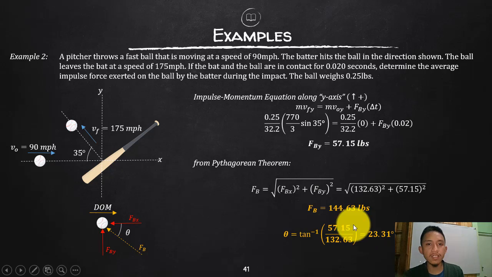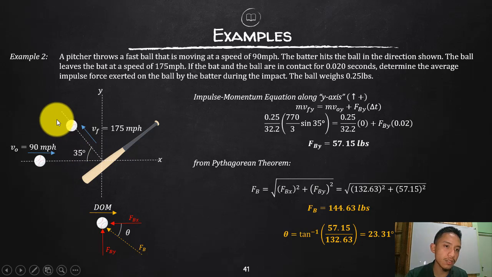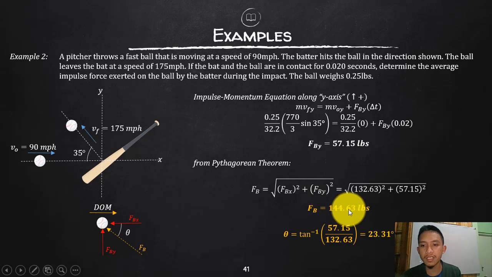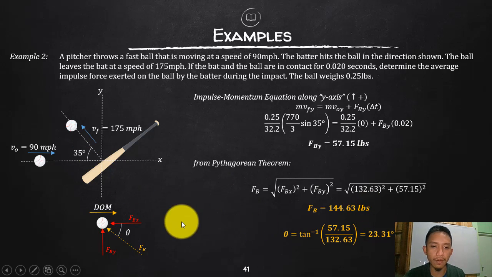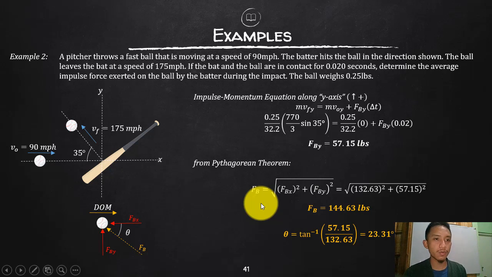So that's it. So what does that mean? In order for us to have that 175 miles per hour, which is directed 135 degrees from horizontal, the batter should apply a force of 144.63 pounds at an angle of 23.31 degrees from the horizontal. Okay, so that is how we answered your example number 2.